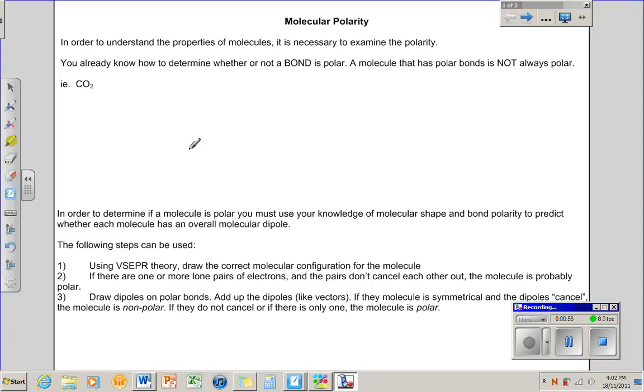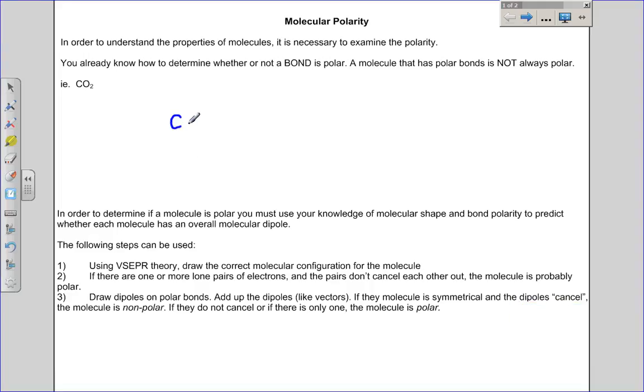If you draw the molecule of CO2 from the Lewis structure and then to the 3D diagram, you'll see that there are two double bonds between carbon and oxygen. If we look at the difference in electronegativity between carbon and oxygen, we see that it's 0.89. So the polarity of this bond exists between carbon and oxygen.